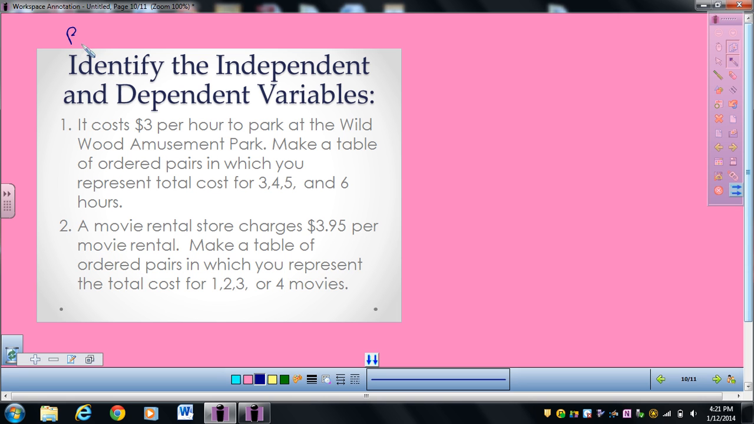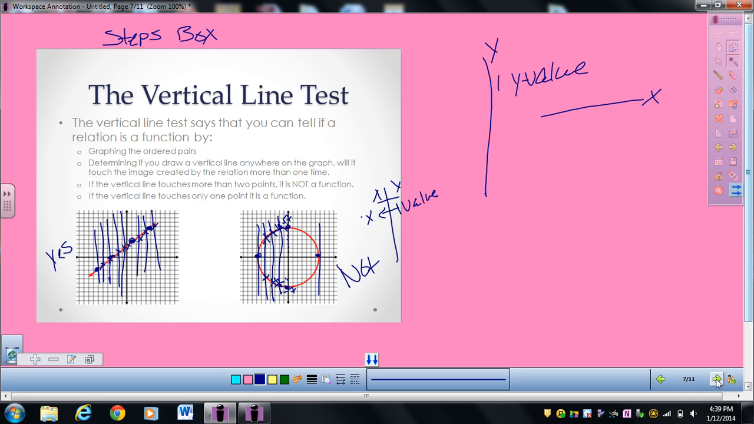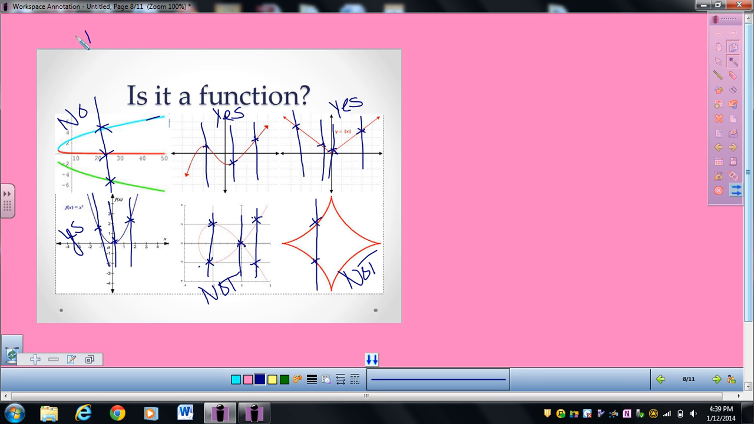Okay, this should be in box practice problems, and this should be number 3. And I forgot to tell you earlier, but the vertical line test ones, these should be in practice box number 2. Sorry about that.